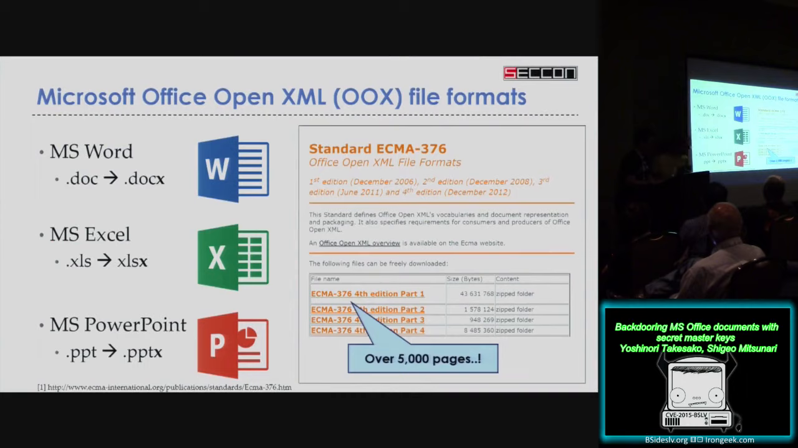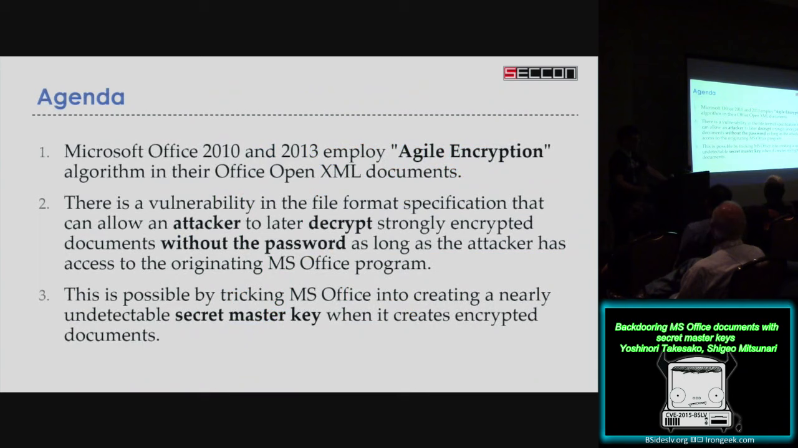Okay. I'll talk about backdooring Microsoft Office documents with secret master keys. We made a lot of CTF challenges, such as XSS, reversing, pwn, and cryptography, at the SECCON CTF project. When I created some cryptography challenges, I found this backdoor. Microsoft Office 2010 or later versions employ the Agile Encryption algorithm in their OOXML documents. We found a vulnerability in the file format specification that can allow an attacker to later decrypt strongly encrypted documents without a password.